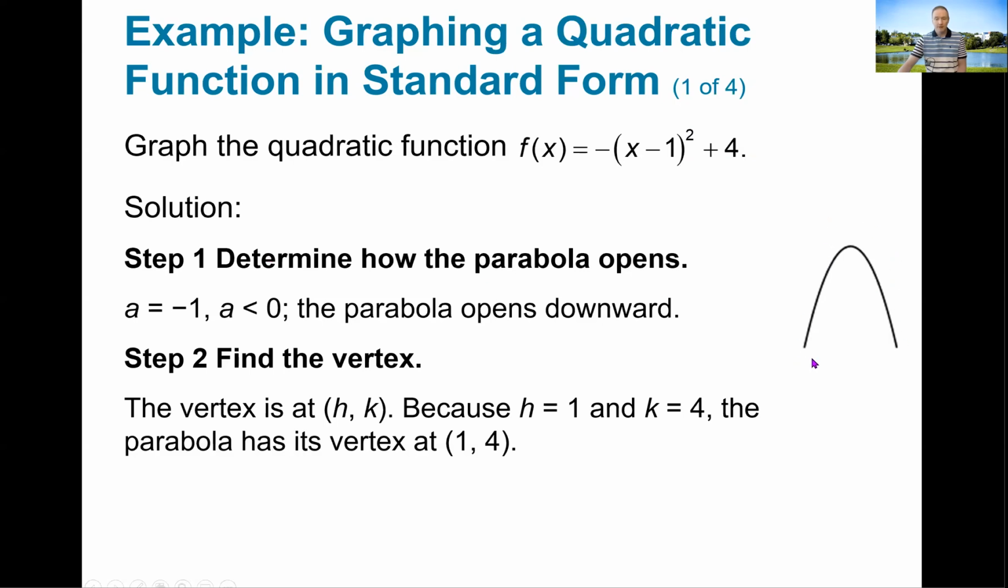So we already know since a is -1, which is less than 0, it's going to be pointing downward. Now, what is the vertex? Well, we know the vertex is always the opposite of this number. The x component is going to be positive 1. The y component will be 4. Our vertex is going to be the ordered pair 1, 4.